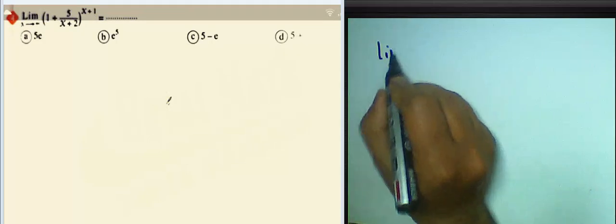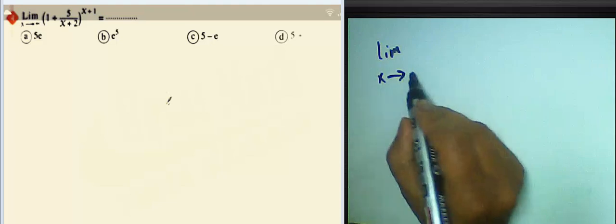Next question here, find the limit when x approaches infinity.